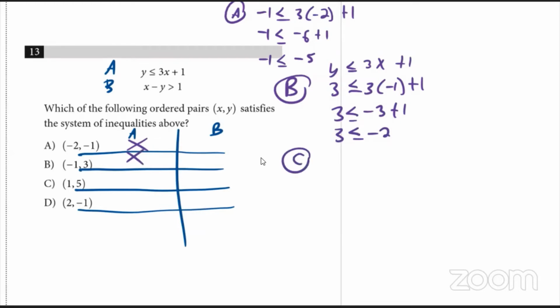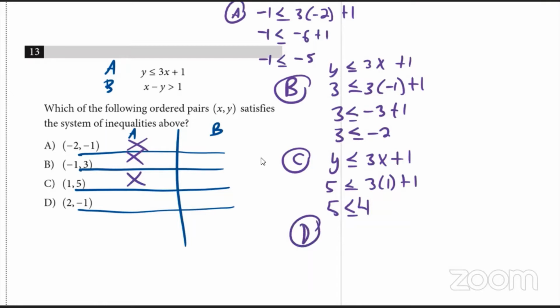Answer choice C and inequality A, we can say, well, we have y less than or equal to 3x plus 1, and y is 5 when x is 1. So 5 less than or equal to 3 times 1 plus 1. 5 less than or equal to 3 plus 1, 4. Is 5 less than or equal to 4? No, 5 actually is greater than 4. So then choice C is done as well. So these are all kind of being eliminated nice and easily.